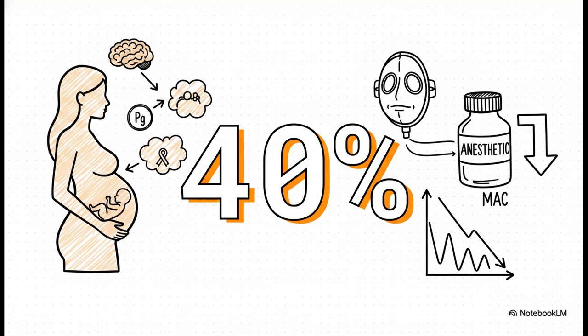Okay, here is a massive high-yield point for your boards and your daily practice. The minimum alveolar concentration, or MAC, drops progressively during pregnancy. In fact, it hits a staggering 40% reduction at term. 40%! That goes for all general anesthetic agents. Why does this happen? Well, the pregnant body is just flooded with elevated progesterone, which acts kind of like a sedative, right alongside a massive surge in beta endorphins during labor. Bottom line, you need significantly lower doses of volatile anesthetics to keep your patient asleep.